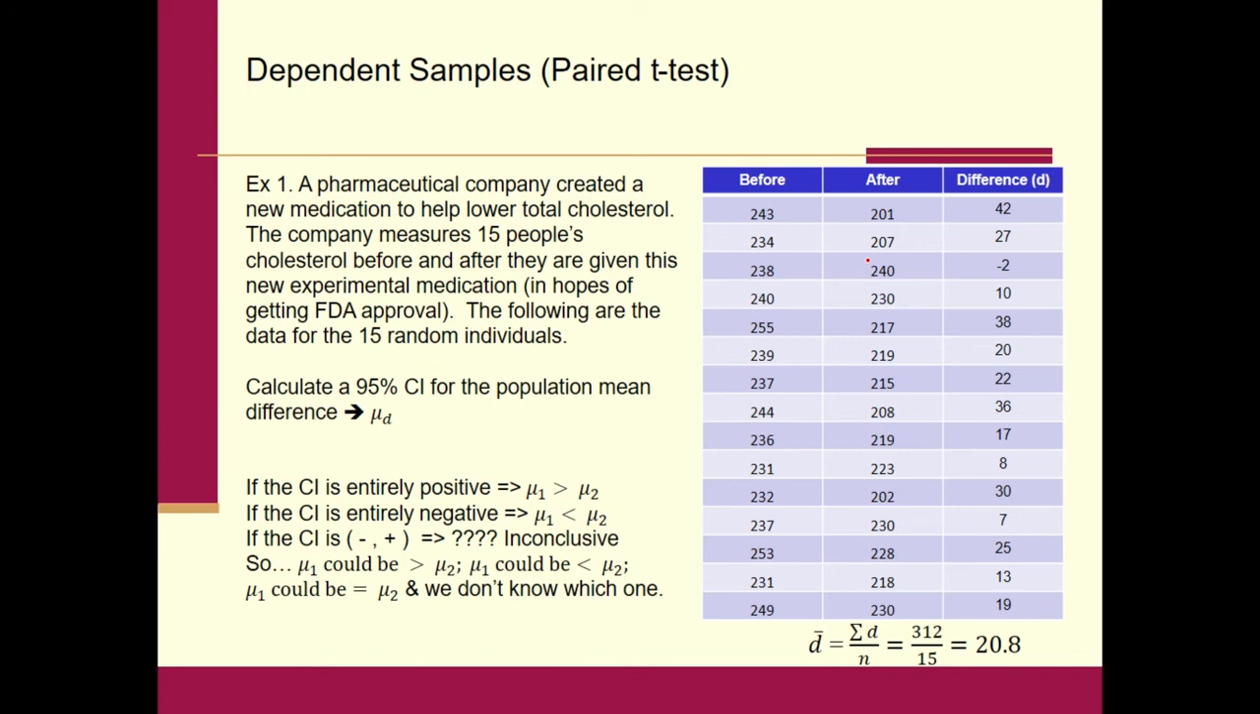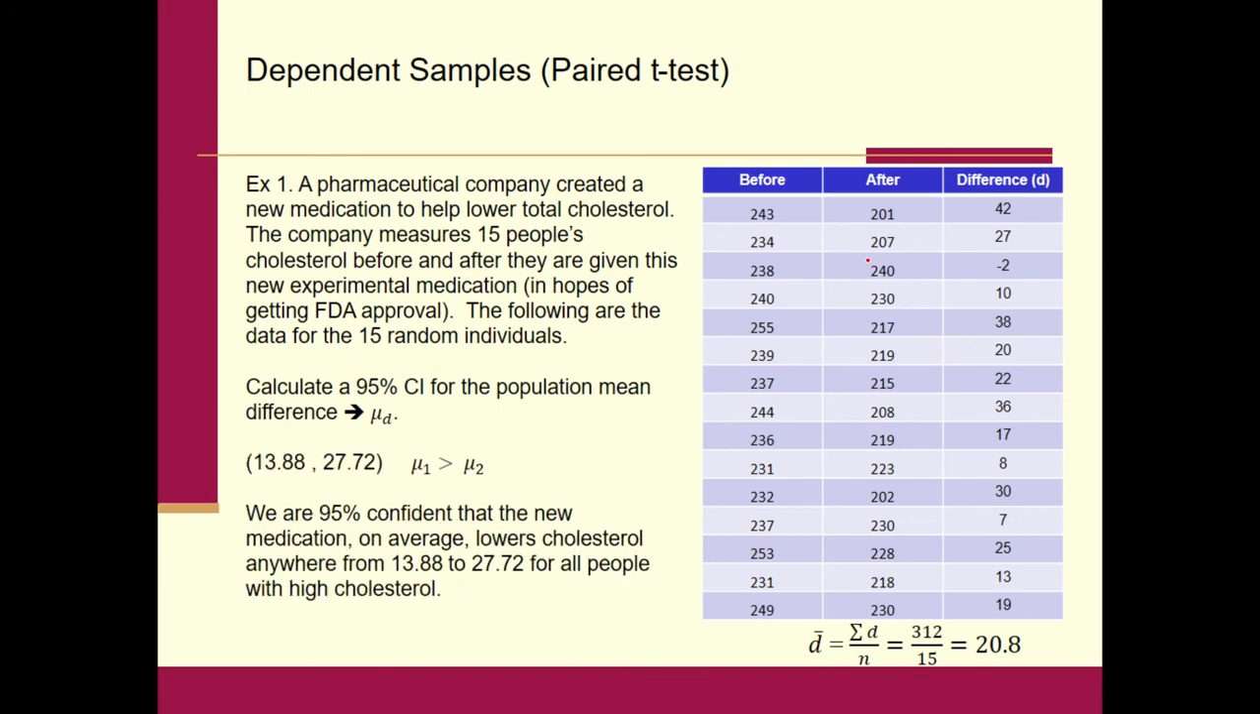Now let's take a look at our confidence interval. Our confidence interval went from 13.88 to 27.72. Our confidence interval is entirely positive. Since it's entirely positive, mu1 is greater than mu2. And our conclusion, we'll just state that.